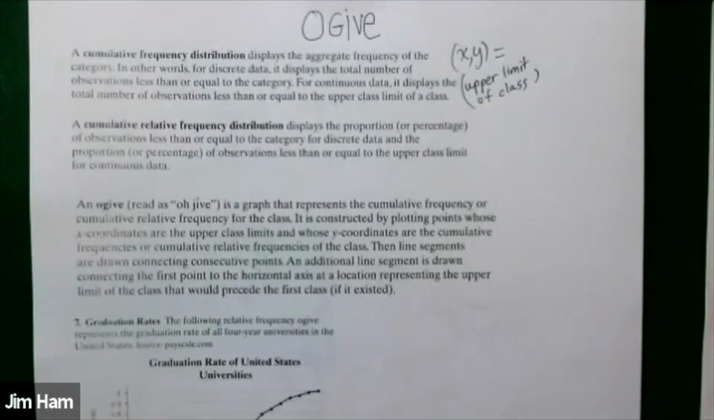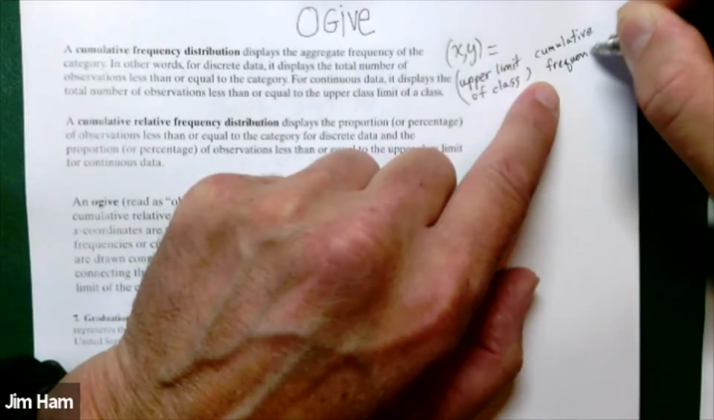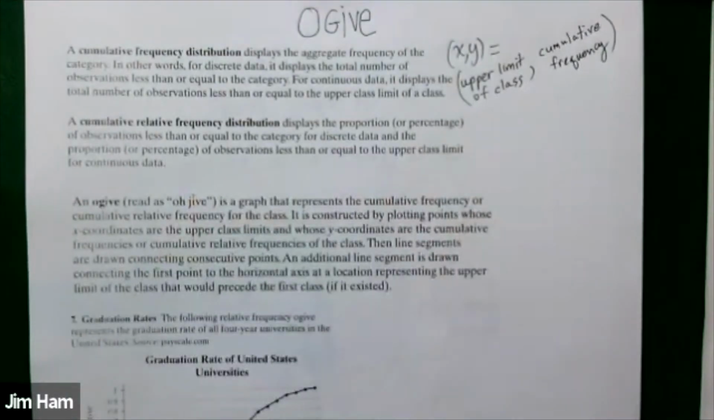And then the y-coordinate, in our previous graphs, the y-coordinate was frequency or relative frequency. We're going to define a new one now, and it's called the cumulative frequency. What we do with cumulative frequencies is we add up all the frequencies at that class and all the previous classes. So we keep a running total as we go from the lower classes up to the higher classes. Instead of just identifying the number in that class, we're asking how many are in that class or in some other previous, lower class.